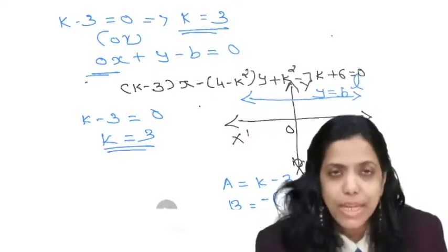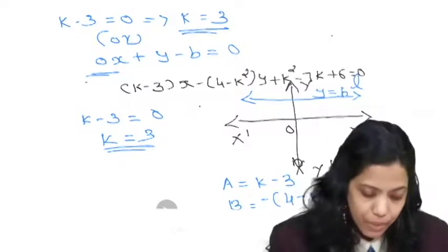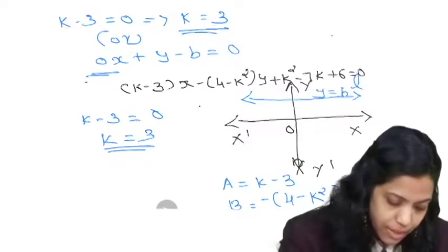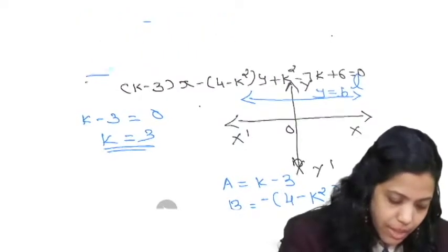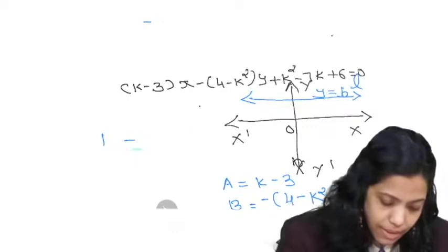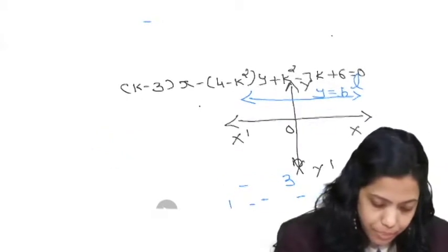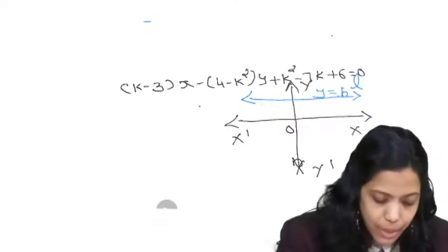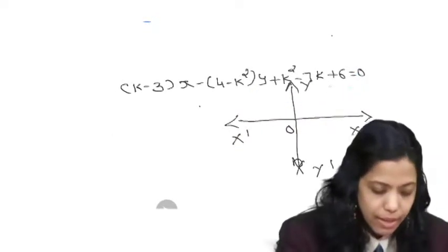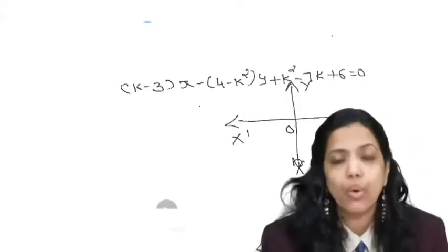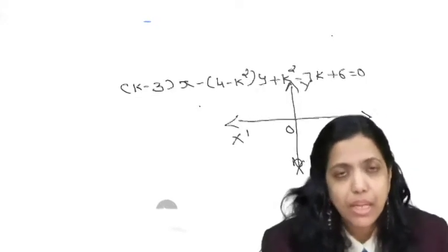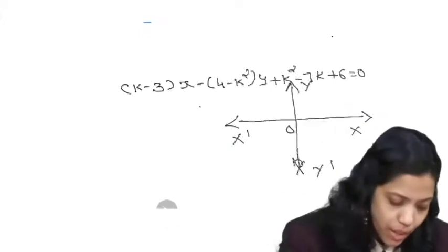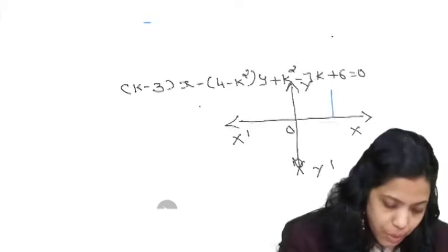Now let's move on to the next one. It is parallel to y-axis. The second case, it is parallel to y-axis. The same concept of slope: if a line is parallel to y-axis, what about the slope of the line? Slope of the line is undefined, or we could say that it is infinity. Infinity, we can represent it as 1 by 0. So we are getting the slope concept over here first of all.